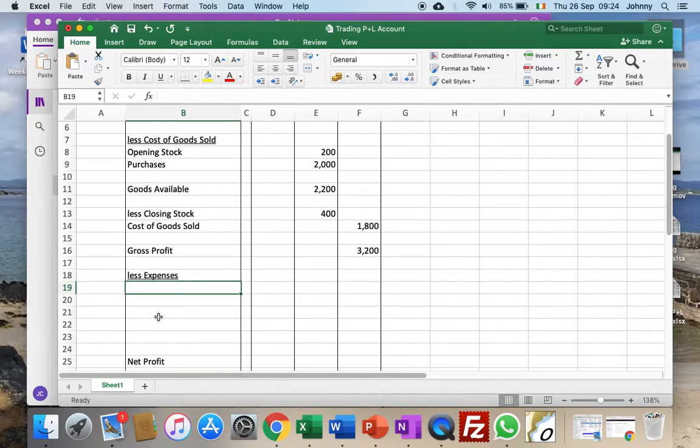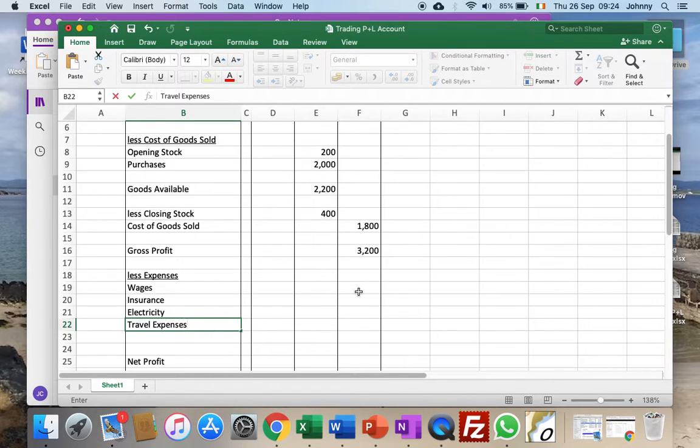So if we just think of some expenses we may have, so let's say wages, insurance, electricity, and let's say travel, or travel costs, or travel expenses. Okay, so like we did with the previous sum, here's gross profit. I want to take the expenses away, so I need to have a total expenses figure. So I'm going to take my total expenses away from my gross profit, and that's going to give me my net profit. So that means I'm going to move one column to the left and do all of the additions here.